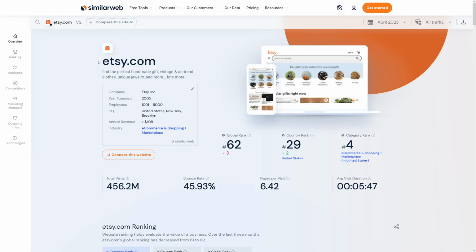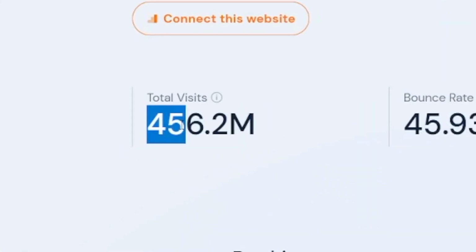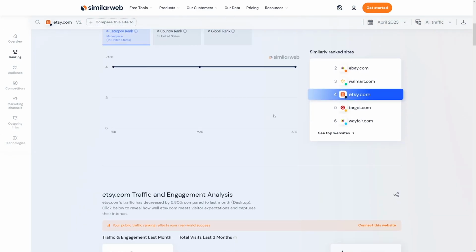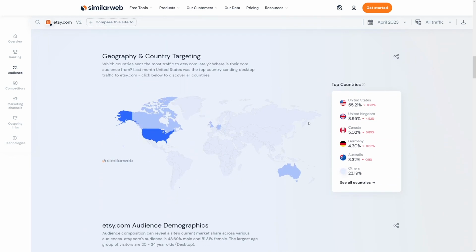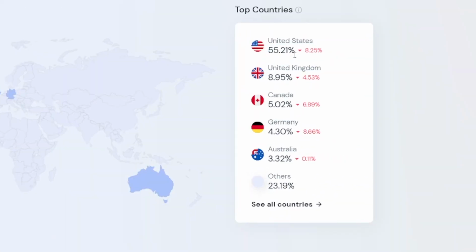Have a look at this. Etsy.com has 456 million total visits each month, and it's differentiated. Just take a look at this. It is always constant, but the majority of people are coming from the United States, or Canada, or the United Kingdom. So the United Kingdom and Canada, well, those are tier 1 countries.